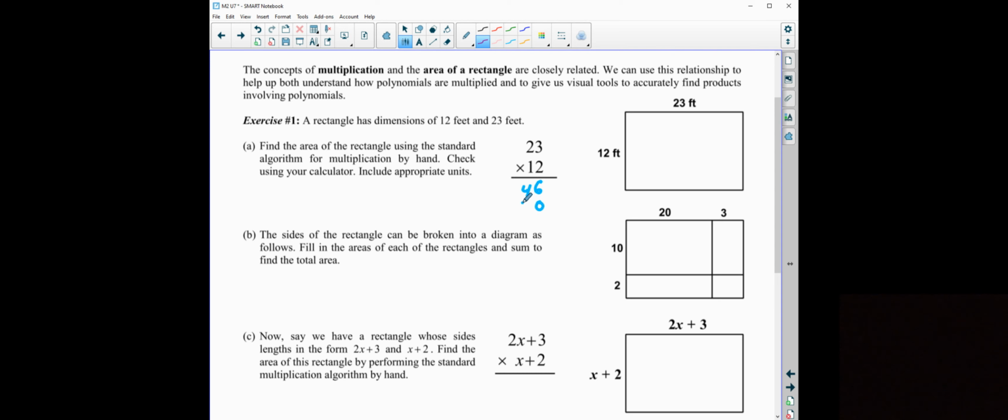1 times 3 is 3. And 1 times 2 is 2. And then what do I do? I add those together. That's a 6. That's a 7. That's a 2. So the area of this thing must be 276. And since they gave me units, I'll put units on my answer too. That is feet squared.